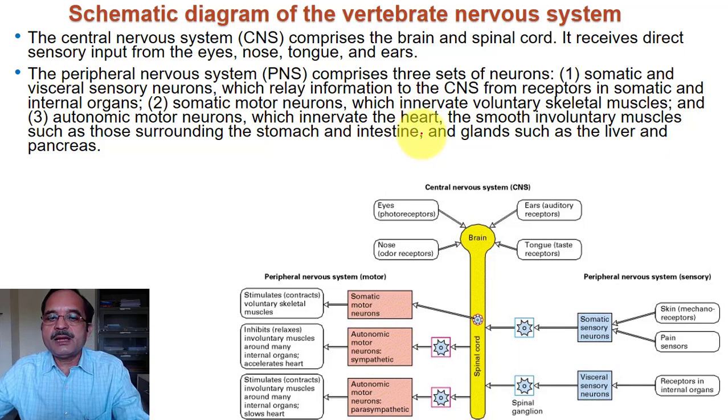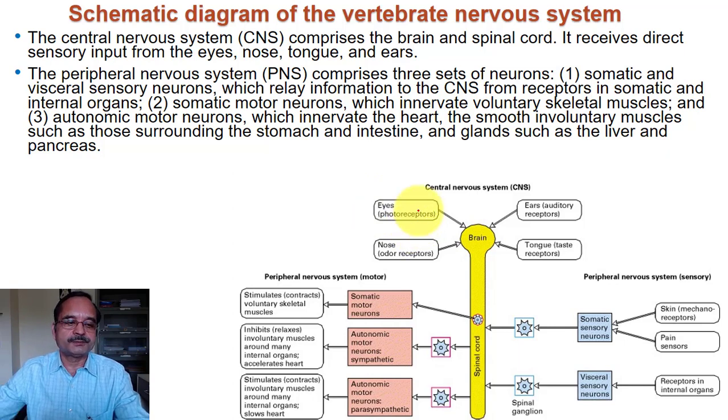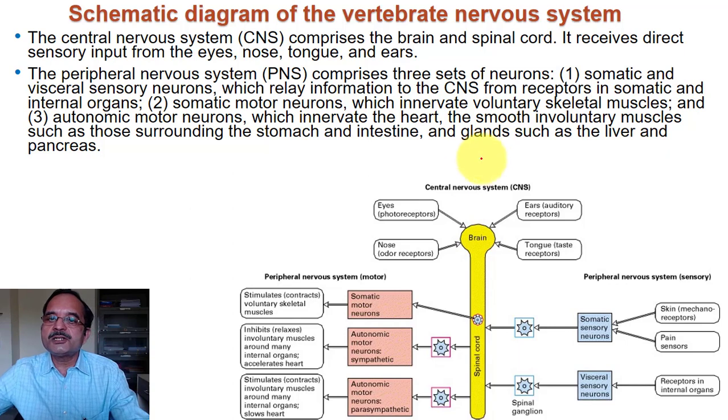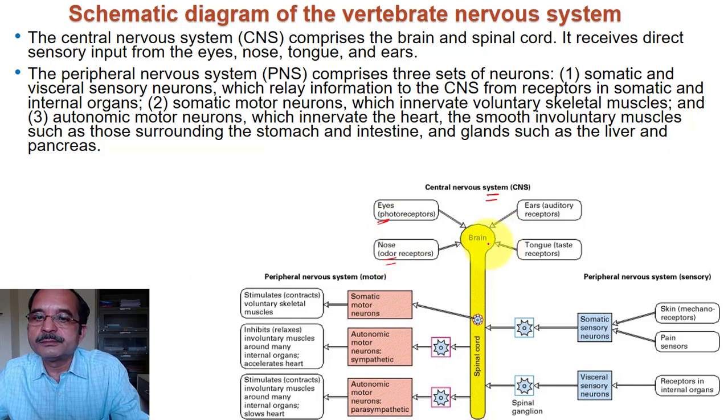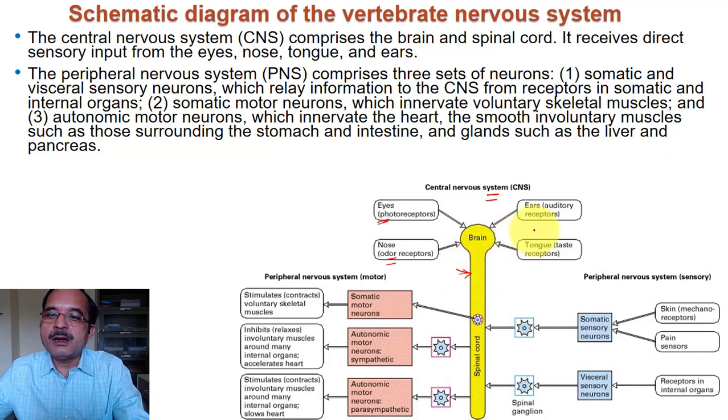Now in this diagram, you see the schematic diagram of the vertebrate nervous system. There is a central nervous system, which consists of the brain and spinal cord. It receives direct sensory input from eyes, nose, tongue and ears. This is the spinal cord.